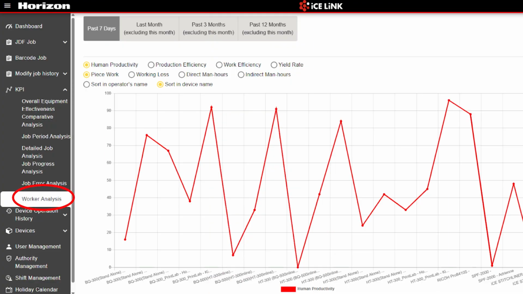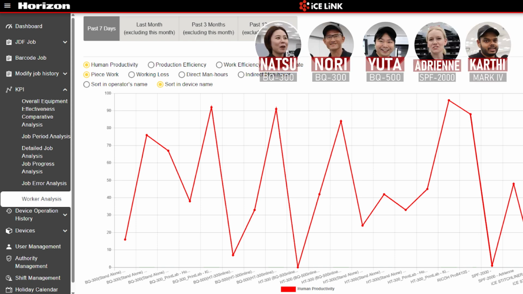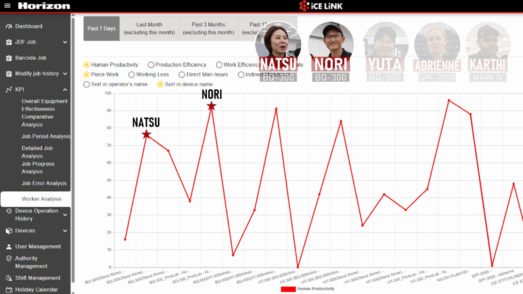Worker analysis is a function to compare the productivity of different operators. And is that graph created automatically by iCE? Yes, it is. You can see here it is very useful when you want to get a rough idea of the skill level of the operators. Please look at Nori and Natsu using the BQ300. And just to be absolutely clear, they're operating the same exact machine. Yes, it is. Okay. But we can see some of the difference.